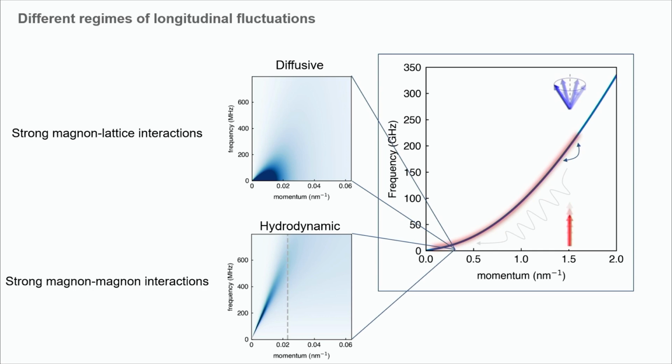On the other hand, if there are very strong interactions between the spin waves themselves, if they collide with each other predominantly, it's more like a fluid, right? It's going to exhibit a collective sound oscillation. This is a propagating oscillation in the longitudinal component of the spin.